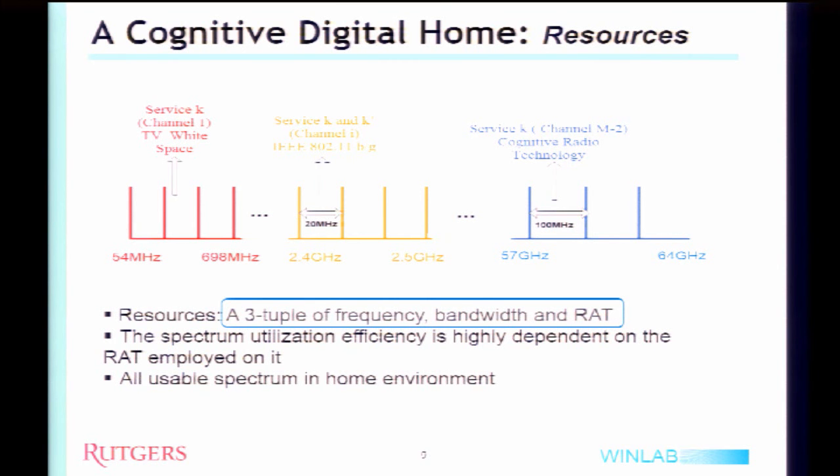Since we incorporate a new dimension of resource allocation here, now we need to relook at the concept of resource. In a CDH, the unit of resource is the three-tuple: frequency, bandwidth, and rate. For example, in the 2.4 gigahertz region, we may have a channel with bandwidth 20 megahertz, and we have a choice of technology there, for example 802.11. One thing to keep in mind is that the spectrum utilization efficiency is highly dependent on the technology used on this spectrum. In this work, we consider all the possible usable spectrum in a home environment.